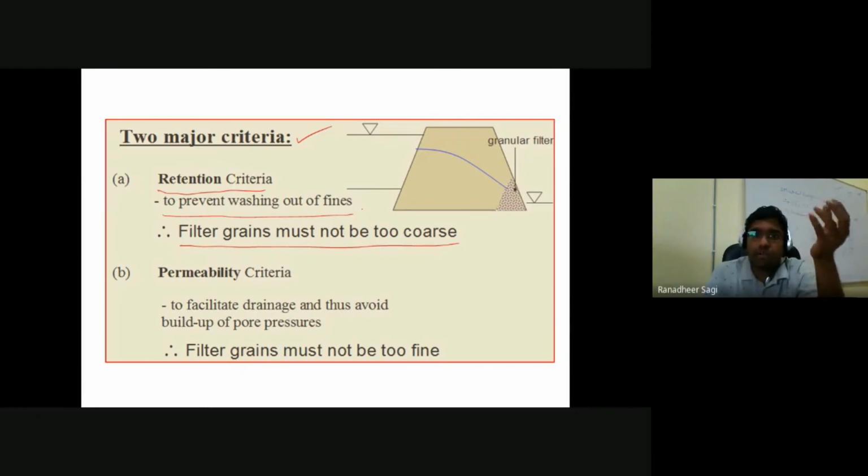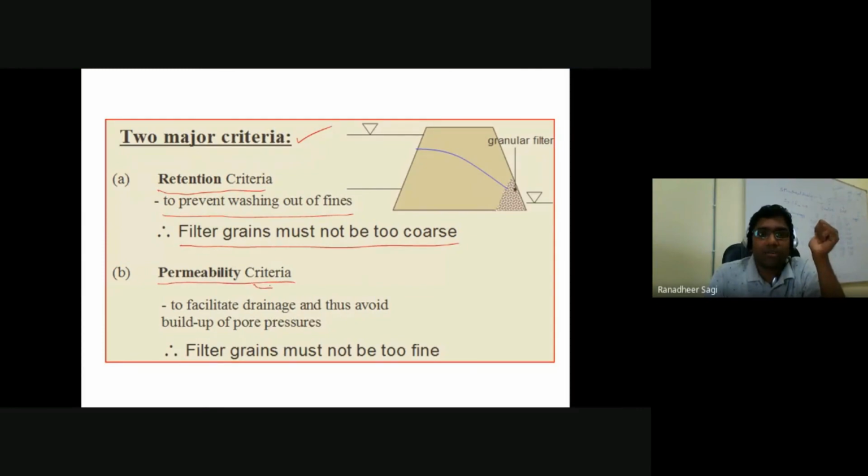If they are very high, the size of the voids formed between those particles is also a little bit bigger. In the process, your fine-grained particles cannot get trapped there. They also easily get washed out of that particular soil. So your filter should act like a retention medium, and it should also act like a permeability criterion.